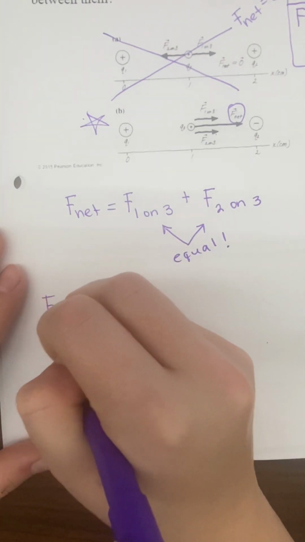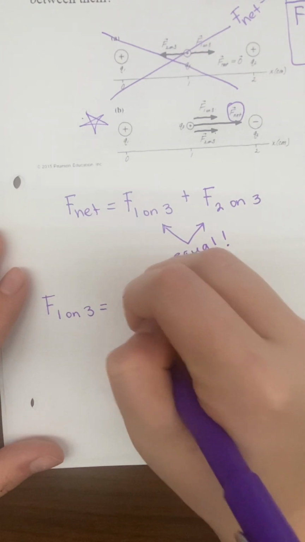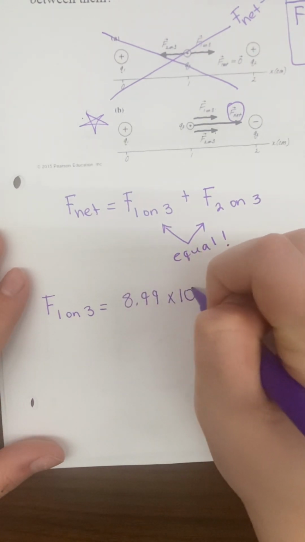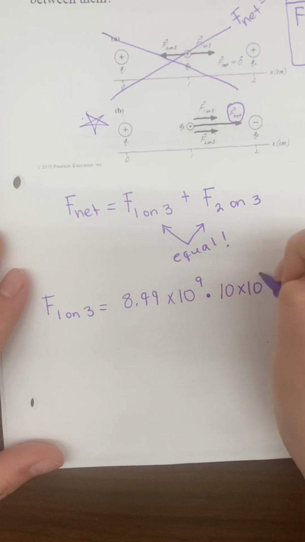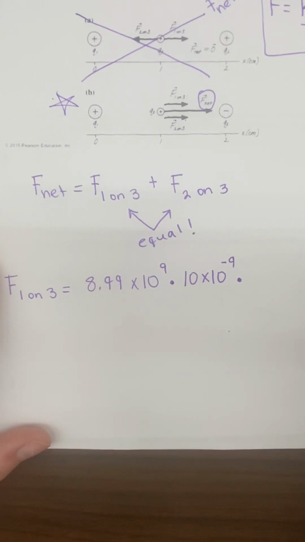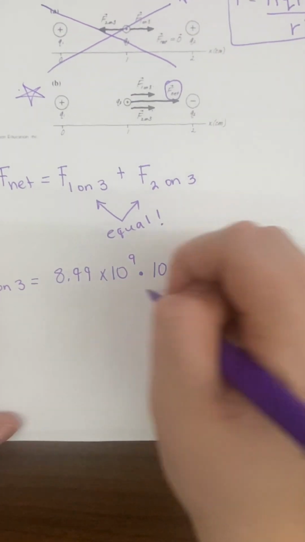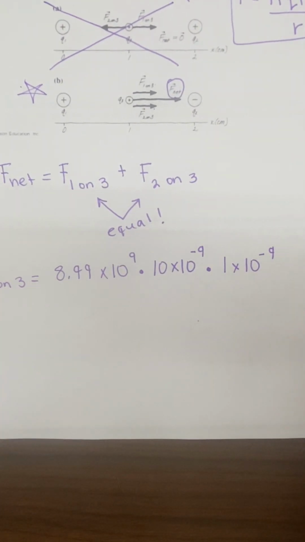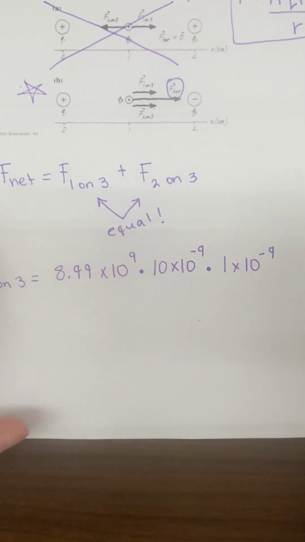So F1 on 3 is equal to the electrostatic constant, so 8.99 times 10 to the 9th, times charge 1, which is 10 nanocoulombs, so 10 times 10 to the minus 9. Okay, and then times 1 nanocoulomb, so 1 times 10 to the minus 9. I should have written 1.0, whatever. We'll just remember to put 2 sig figs in our answer. Actually, 1 sig fig, because this is 1 sig fig.